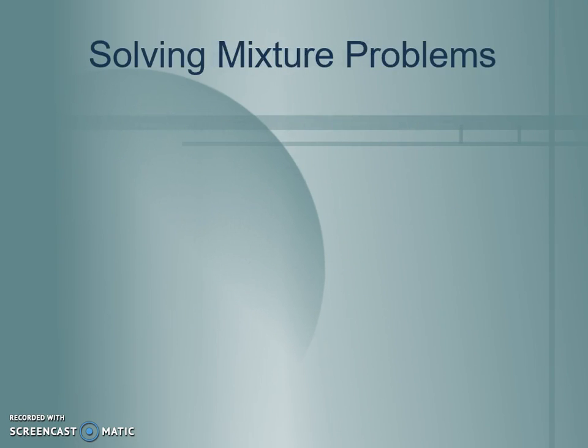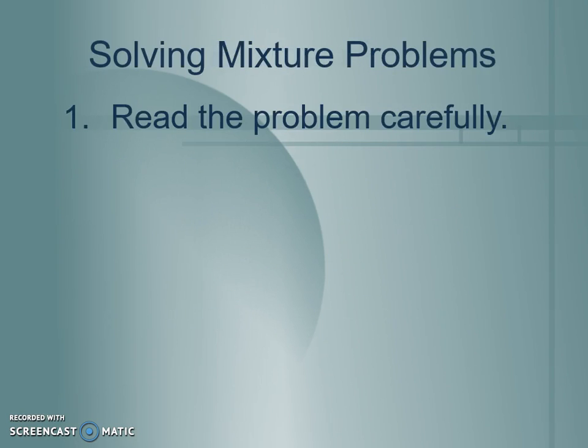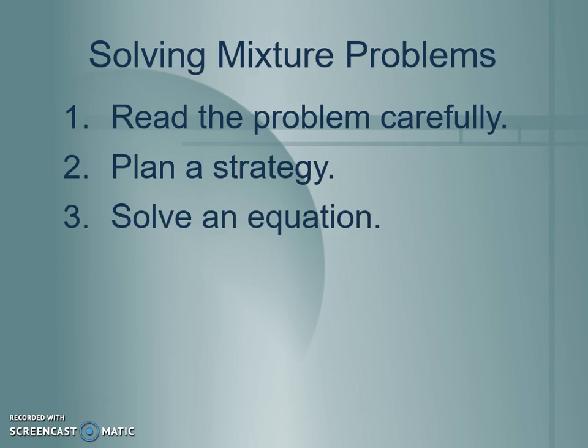So just a quick review, solving mixture problems: read the problem carefully, plan a strategy. Remember, when you're planning, you should always assign your variable value so you know what your variable stands for. Like we said, the last one was P for pure nickel. We need to solve our equation, and then always, always, always go back and check your answer.